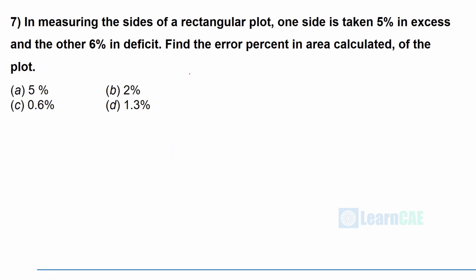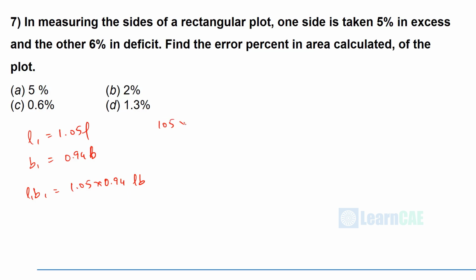In measuring the sides of a rectangular plot, one side is taken 5% in excess and another is 6% in deficit. Find the error percentage in area calculated of the plot. So L1 is equal to 1.05 L and B1 equal to 0.94 B. Now we shall find out the new area, that is L1 B1 is equal to 1.05 into 0.94 LB. We shall calculate this.